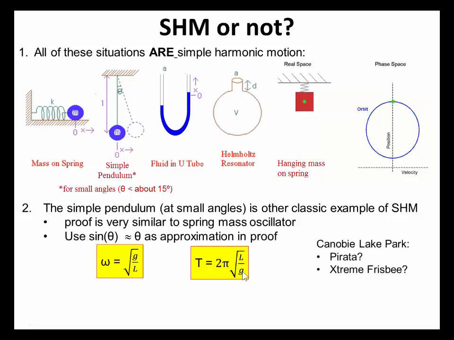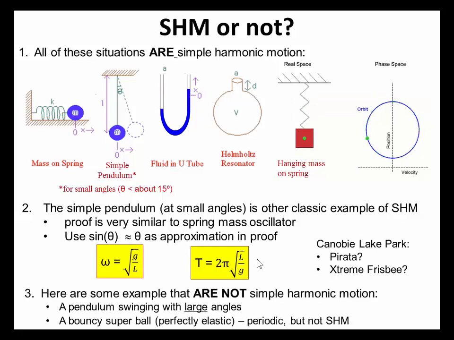So you can think of real life at Canopy Lake Park, for example, with the Parada and the extreme frisbee follow these equations. Turns out they do pretty well, even though their angles are a little bit big for the small angle approximation. It still works out very closely to this uniform circular motion type of model with simple harmonic motion.